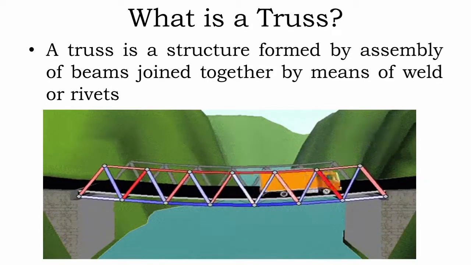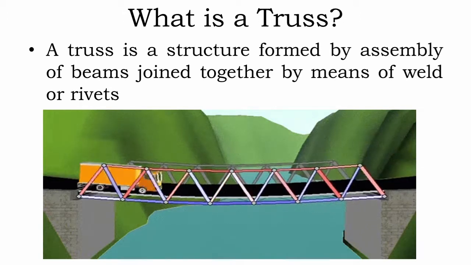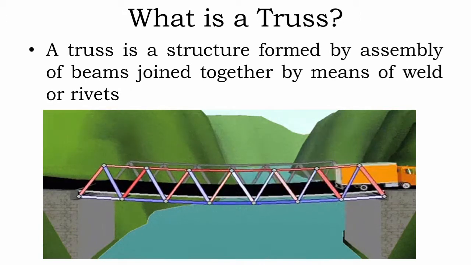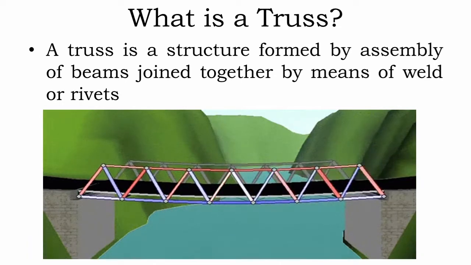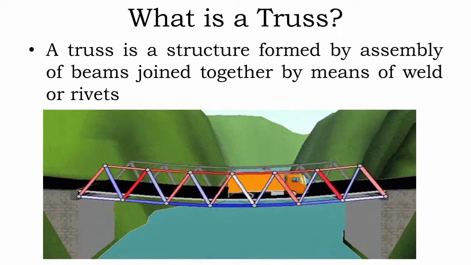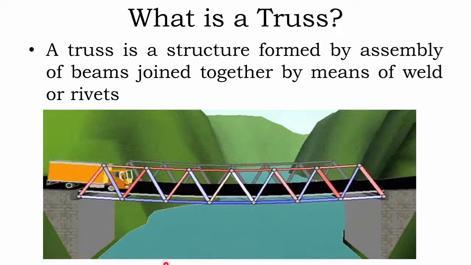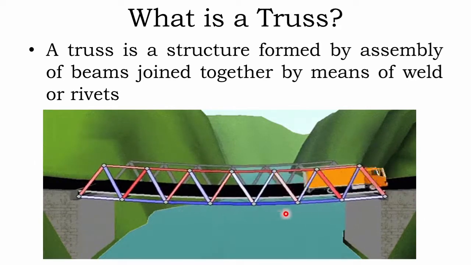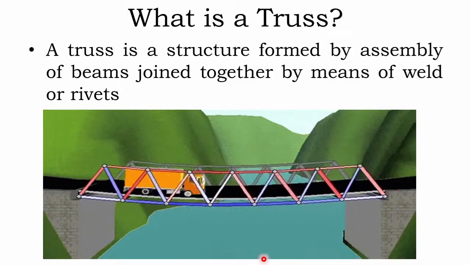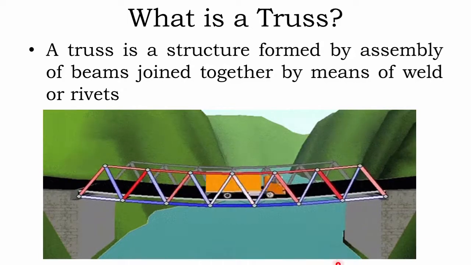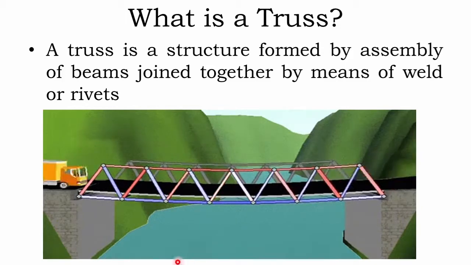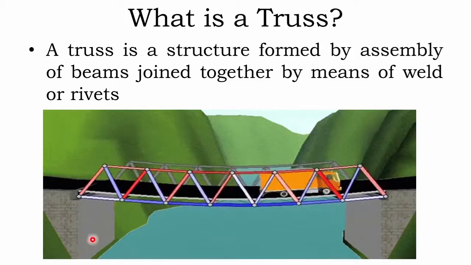What is a truss? A truss is a structure formed by assemblage of beams joined together by means of a weld or rivet. So, as you can see in this animation, the bridge is supported by this truss, and the truss bends and deflects, supporting the load taken up by the bridge. Okay. So, what is the need to form a truss?